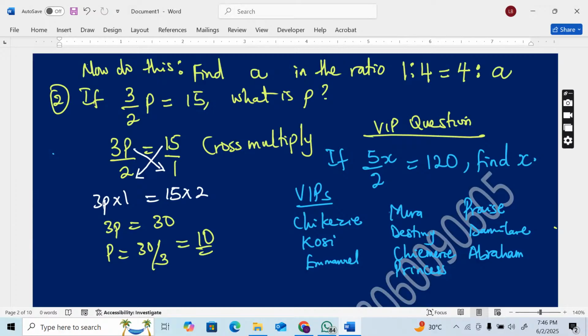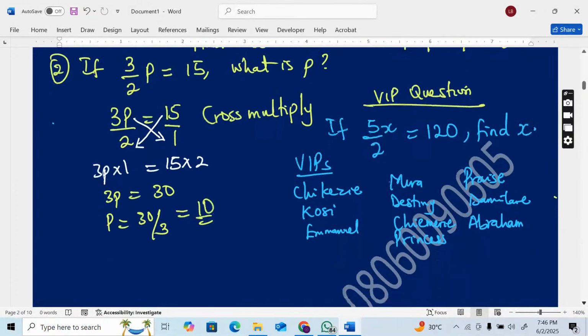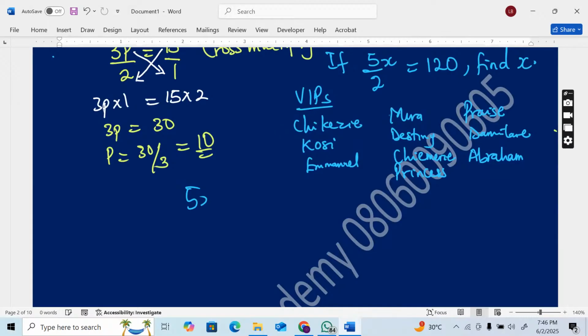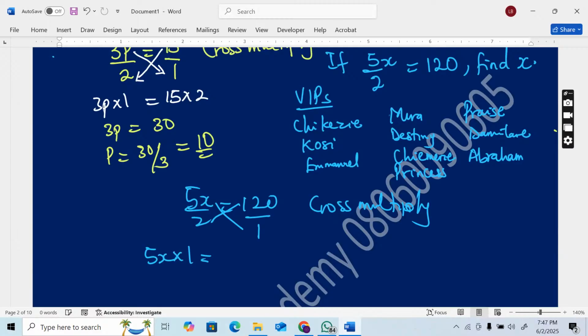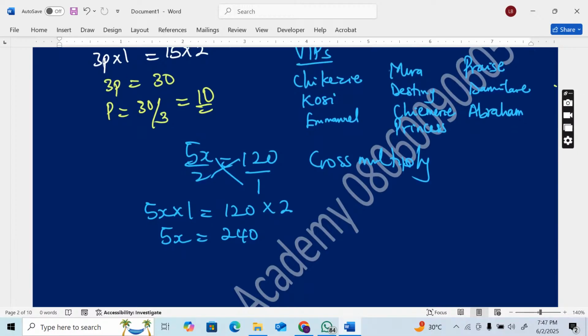All right, so now let's do the corrections together. If 5x over 2 equals 120, write this as a fraction of 1 and cross multiply. So 5x times 1 equals 120 times 2. So 5x times 1 is 5x equals 240. So let us divide both sides by 5. x is equal to 240 divided by 5, and the answer is 48.